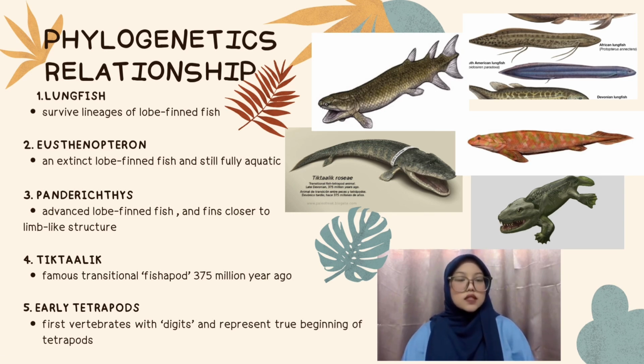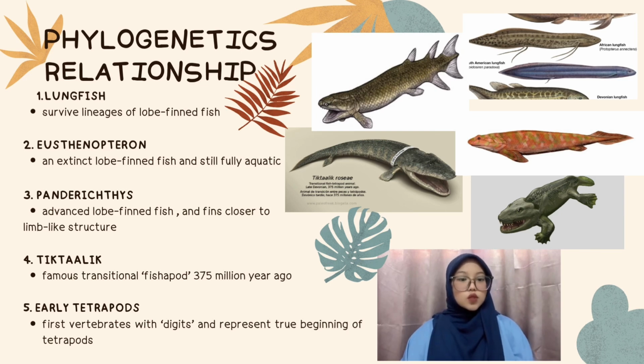Next is Tiktaalik, a famous transitional fishapod from about 375 million years ago. They had a neck, wrist, and limb-like fins that could support their weight. They could prop themselves up in shallow water but still had fish features like gills.